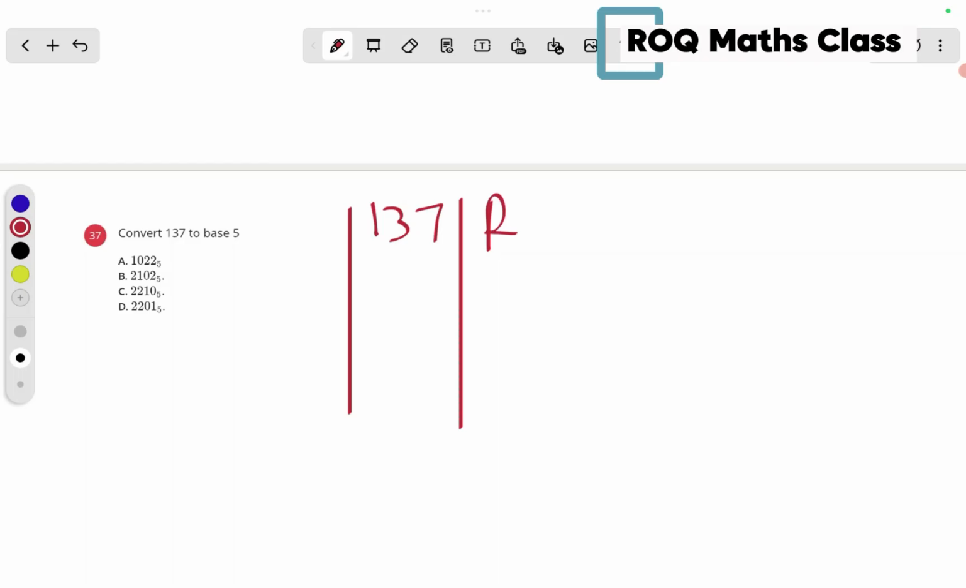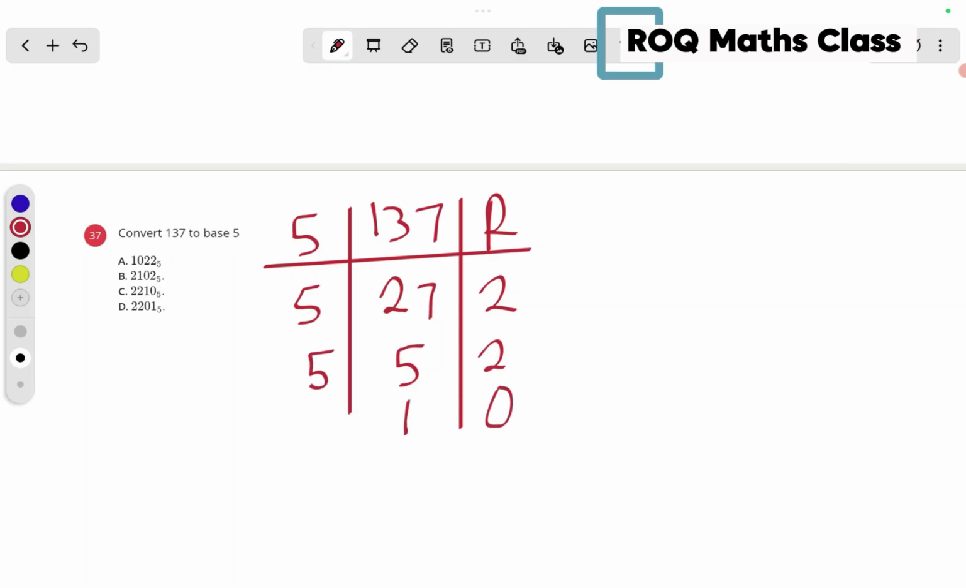Now, this is my remainder. Then we have 5. How many 5 can we see in 137? We are going to have 2. How many 5 will I see in 37? This is same thing as 7. Remainder 2. Again, you use 5 to divide it again. How many 5 can you see? So that is 5. Remainder 2. How many 5 will you see again? You have 1. Remainder 0. Then how many 5 can you see? This is 0, remainder 1.